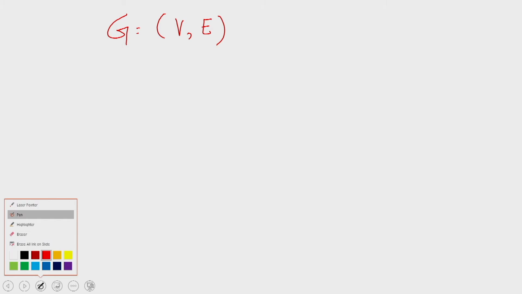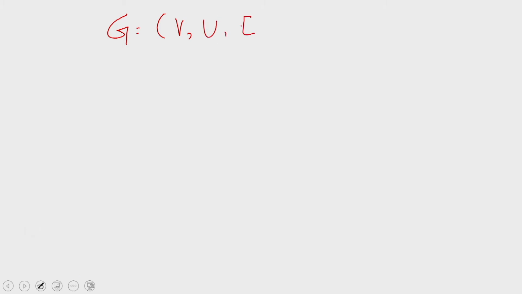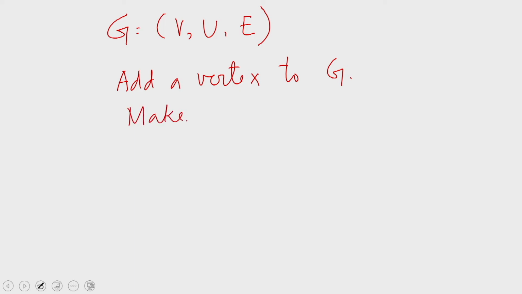To prove this, consider a graph G equal to (V, E), which is a bipartite graph. So let me call it G equal to (V U, E). There are two vertex sets, V and U, and E is the edge set. So the maximum vertex degree of the graph is, let us say, delta. The first thing that we do is to add a vertex to G and make it adjacent to every odd degree vertex.